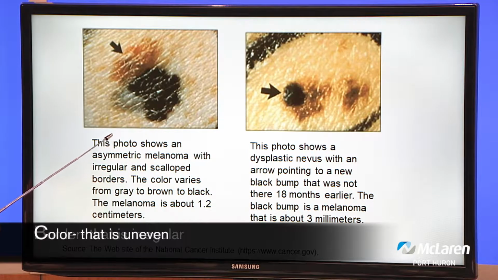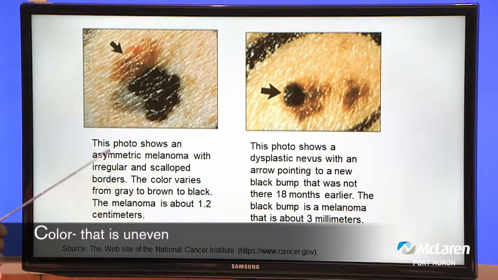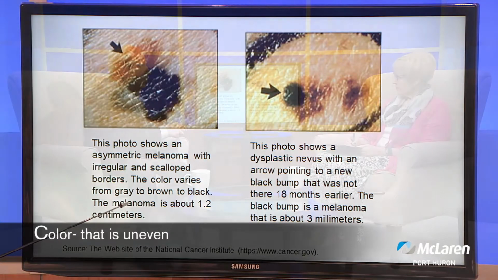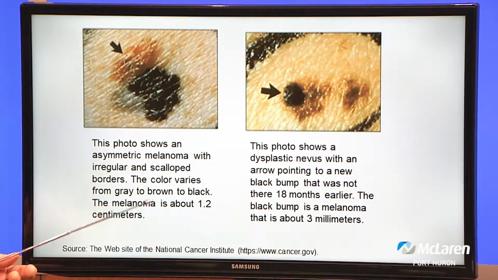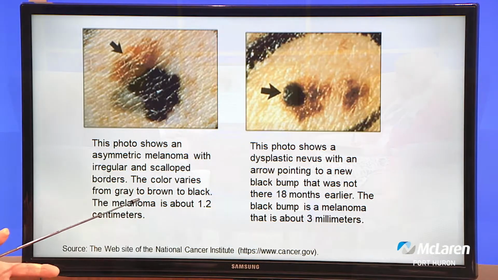C is color. In most benign moles, the color of the mole is the same throughout. It could be light brown, medium brown, or even dark brown, but it's all the same color. In melanoma, we see variation in color. Again, clearly here there's a very dark black area, a grayish area, a brown area. Sometimes we see a red area. And the color variation is another indication that it could be a melanoma.